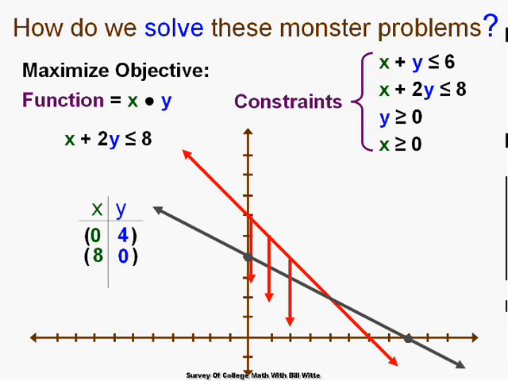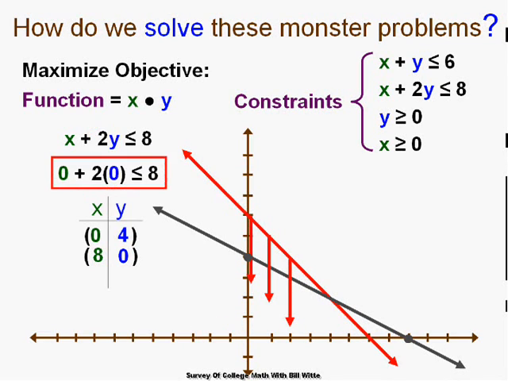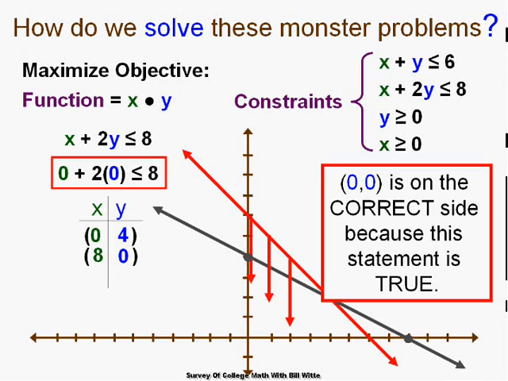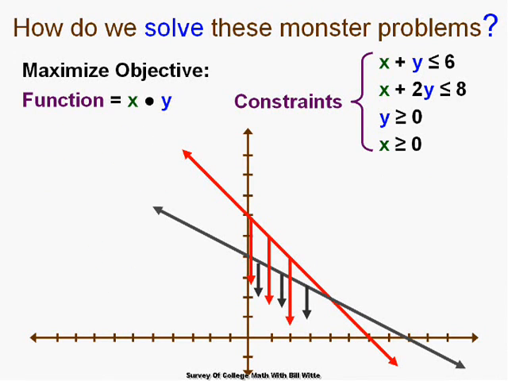Now let's see. It's going to be a solid line. How do I decide whether to shade above or below? Remember, I used 0, 0 as a test point. With 0 in for x and 0 in for y, I get 0 plus 2 times 0 is 0, and 0 is less than or equal to 8. So that one does work. You are correct, sir. So since 0, 0 works, it must be on the correct side for me to shade. So I will shade in that direction. What I'm doing here is just shading with arrows so you can see which side of that one. Now the next one, y is greater than or equal to 0.